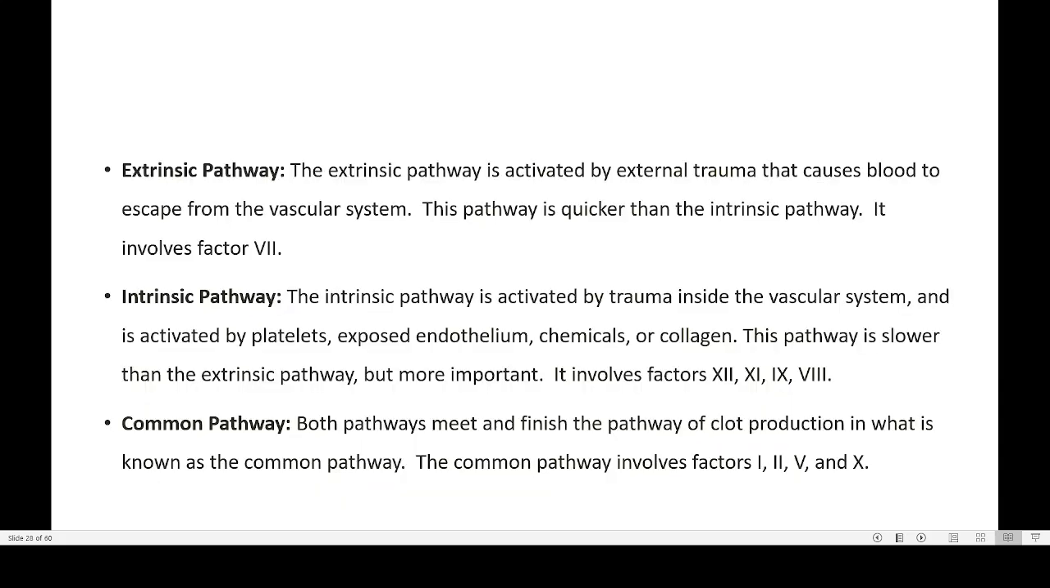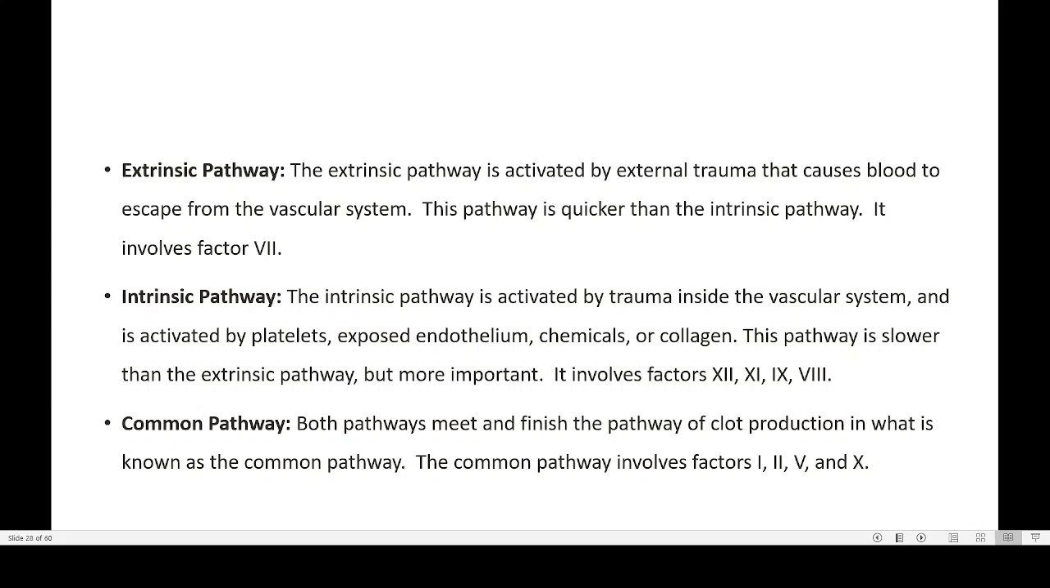Now another kind of pathway is known as the intrinsic pathway. Intrinsic pathway is activated by trauma inside. Trauma means any kind of injury inside the vascular system. Vascular system means blood vessels. So inside the blood vessel, if there is any kind of injury, then that will be causing intrinsic trauma. And it is activated by platelets, exposed endothelium, chemicals or collagen. These are the substances that normally trigger the intrinsic pathway.